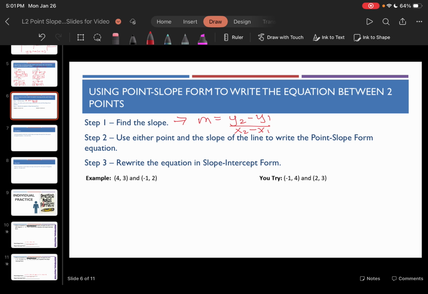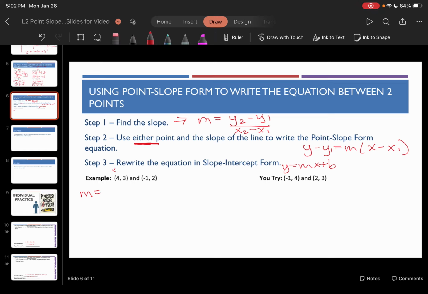Okay, and then I'm going to pick either point. So I just pick one of them, and I'm going to write in point slope form with the slope I just found, and then rewrite the equation into slope intercept form. In other words, solve for y. Okay, so step 1, find the slope.